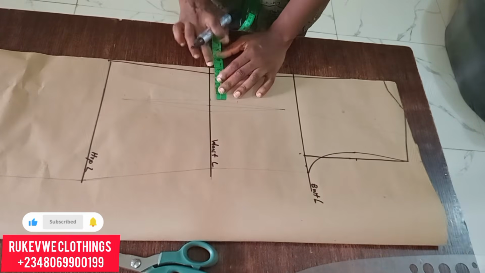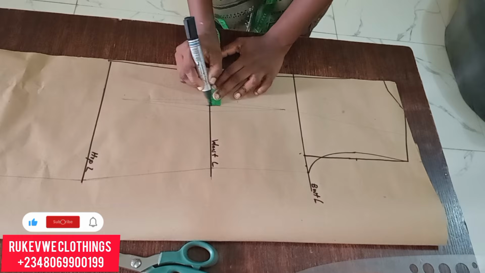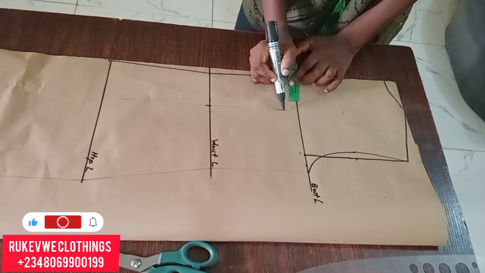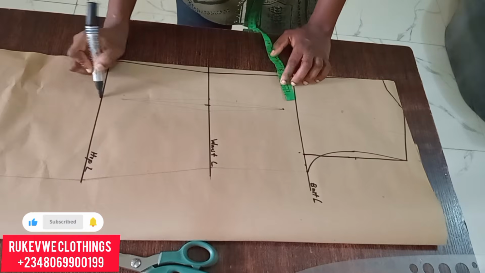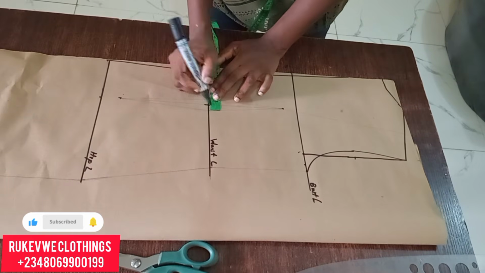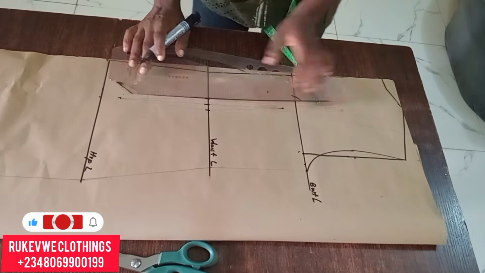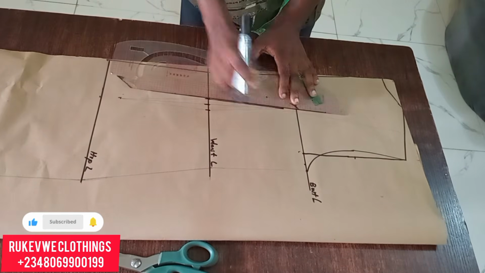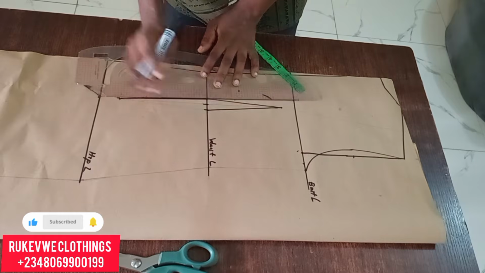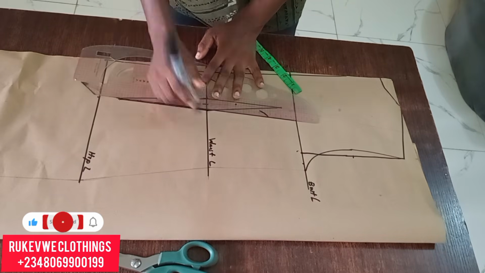Then I always like my blazers to have a joining at the middle back. Then for the dart, I'm going to mark 3.5 inches from the midpoint there, and then I'll come up by 1.5 inches on the hip line, and then 1 inch from the chest line. Then I'll also mark half an inch on each side of the dart leg on the waistline. Then I'm going to connect the line just as you can see.